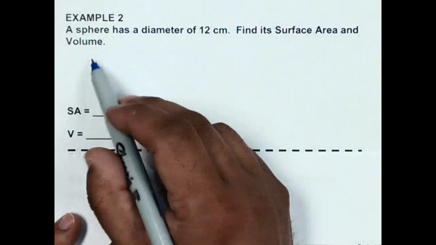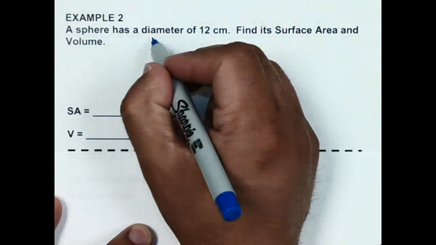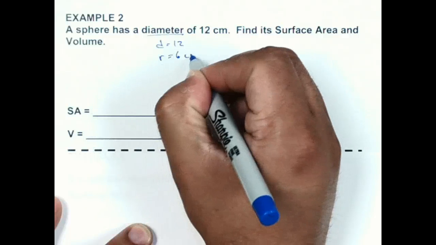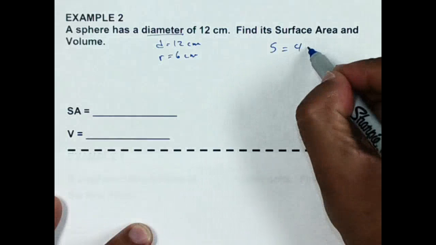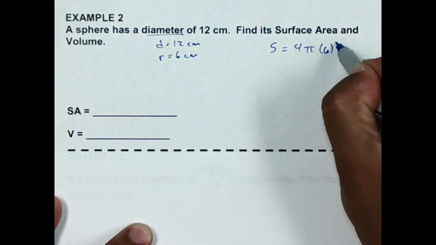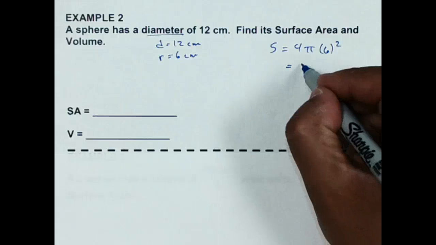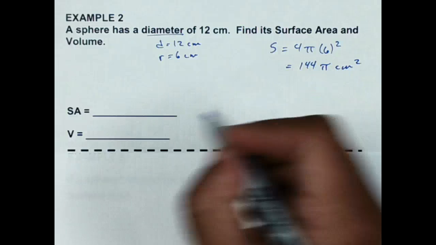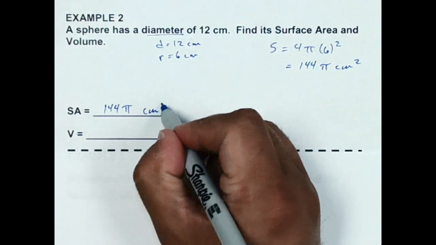Alright, this next one, same thing. Sphere has a diameter of 12 centimeters. We want to find the surface area and the volume this time. So the diameter is 12. That means my radius is half of that, which is 6. So the surface area is going to equal 4 pi times my radius squared. That's going to be 36 times 4, which is 144 pi centimeters squared. It does not say to round, so we're going to give an exact answer.